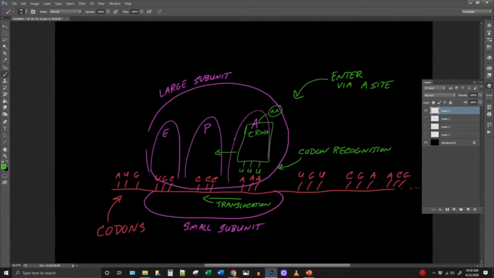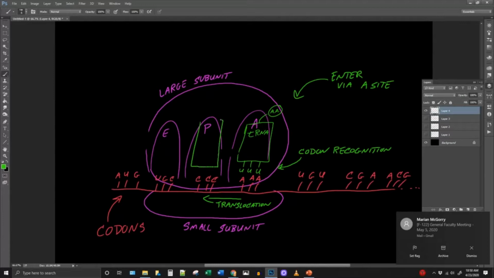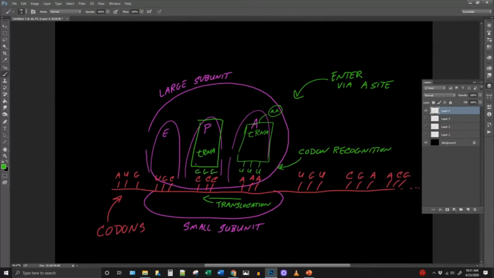Now, when we have 2 tRNAs, one in the A site and one in the P site, so let's say I have a new tRNA here, and this one says G, G, G, so that anticodon matches with that codon, and this will have some other amino acid attached to it. What happens is that we'll get a peptide bond between the amino acids at the A and the P site. So it's called the P site because peptide bond formation occurs there.